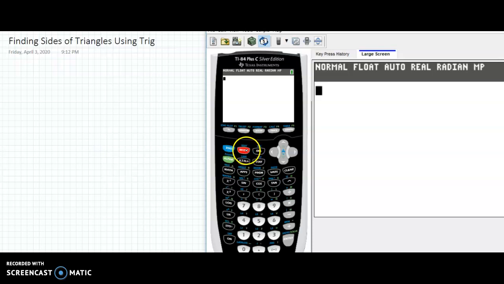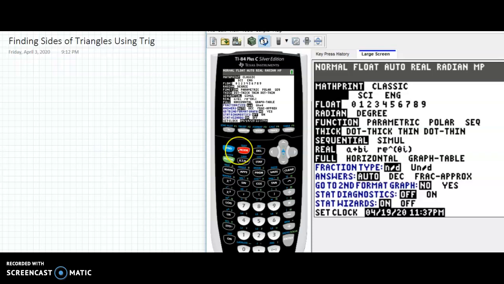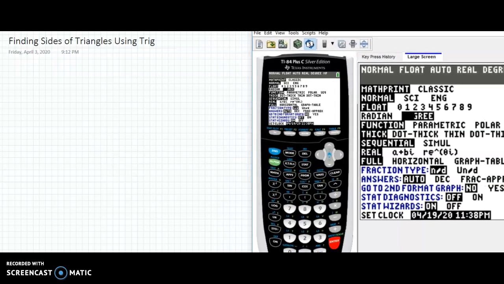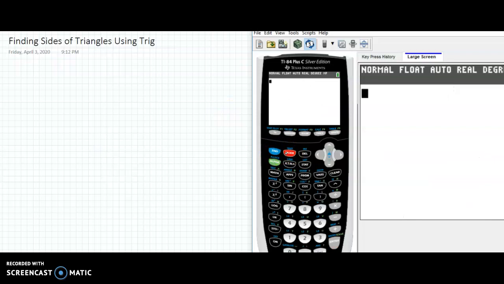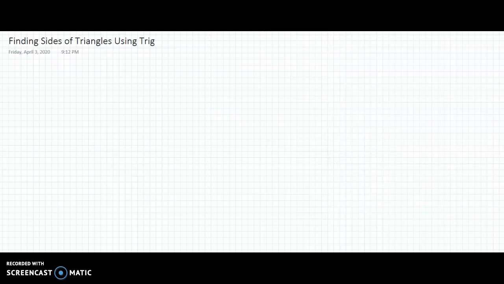So if you hit the button right here, it says mode, right next to the second button, it brings up this menu. You want to use your arrow keys and go down to where it says radian degree right here. And you want to switch it over to degree. So highlight degree and then hit enter. If your calculator is not in the correct mode, it will not output the answer that you need. So first, make sure your calculator is in degree mode.